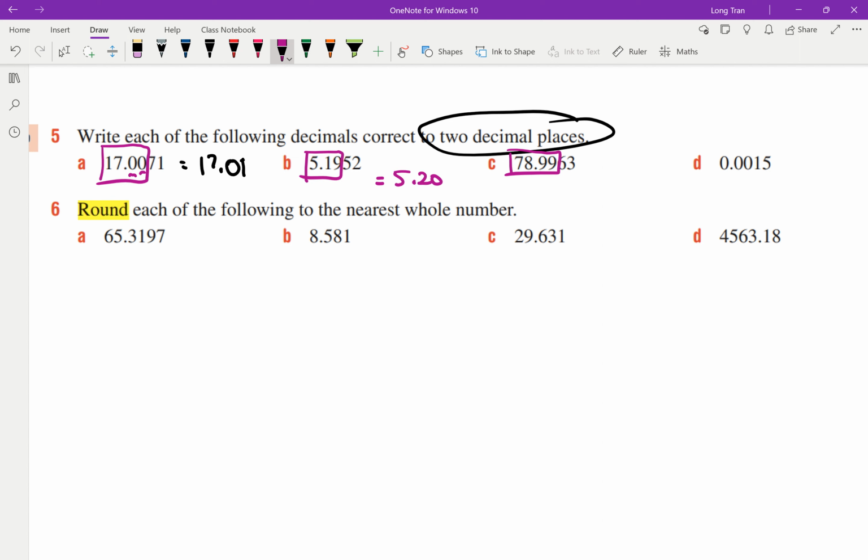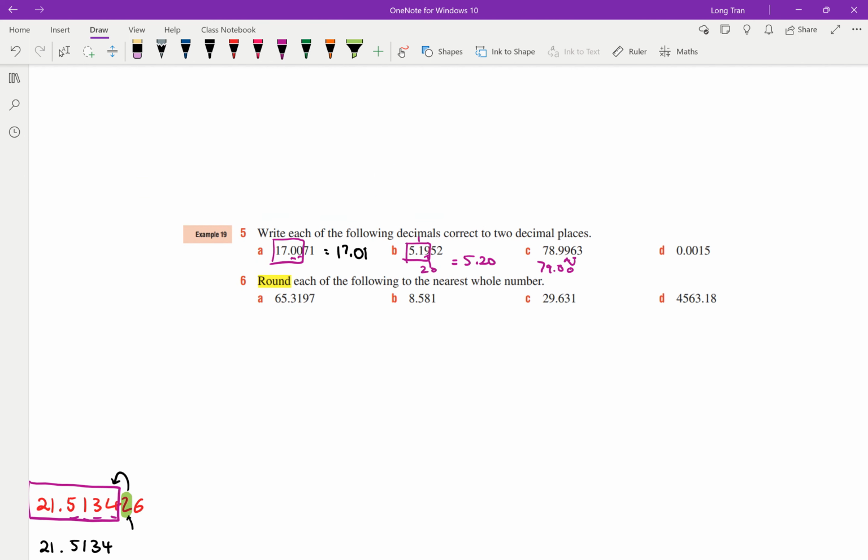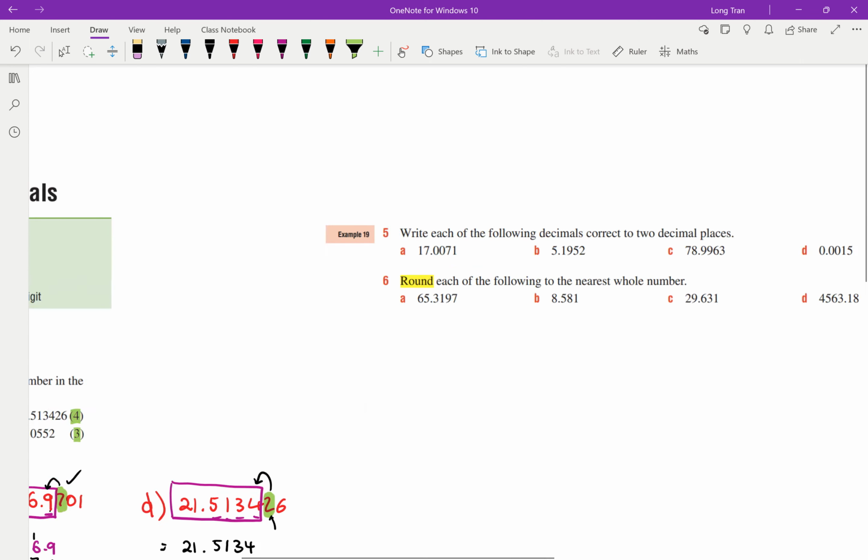If I were to answer it, it's 5.20 because the 9 becomes a 10. You carry the 1, so it becomes 2. This one, same thing. The 6 increases the 9 to 10, and then this increases it to 10, so you carry it, and it becomes 79.00. So these were slightly trickier, but that's what I want you to practice. See if you can become a master at rounding decimals. That's exercise 3F from your textbook.